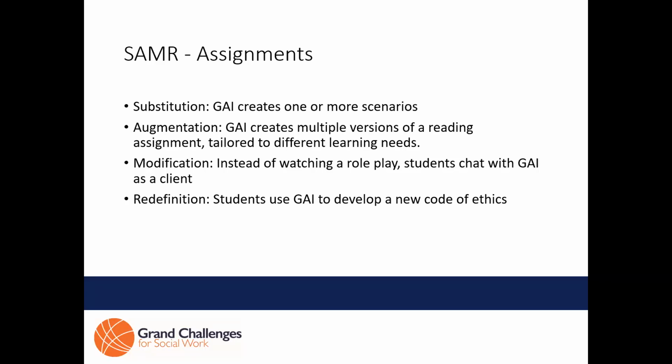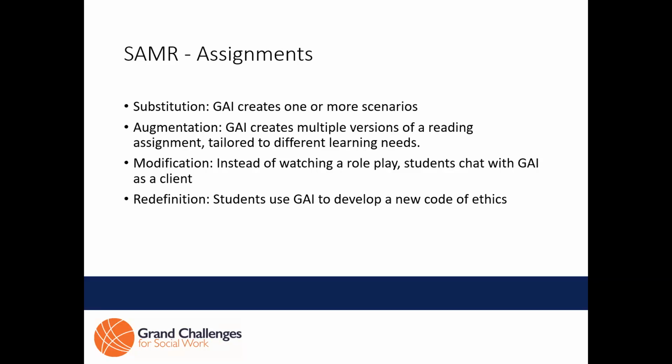Now with SAMR, I think this is an incredibly valuable tool in general, and we've used this in terms of technology for a long time. Again, thanks in part to Nancy, Melanie, and Laurel bringing this to our attention. But the first one is substitution, right? So if we think about it, that would be using generative AI, which I'm calling GAI, to replace a traditional task without changing the task itself.